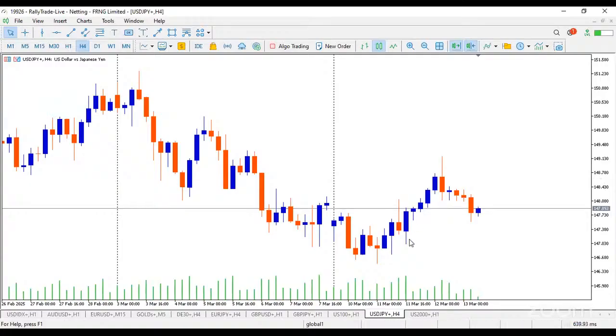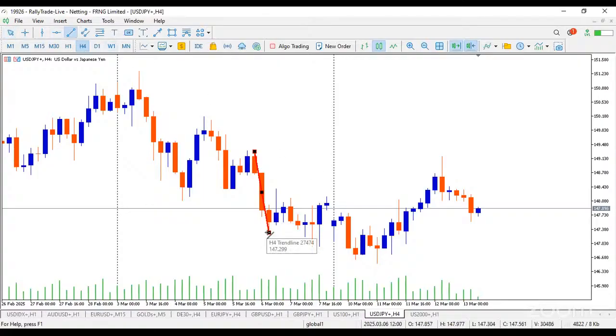Now, but technically speaking, we have seen a shift. So let's draw so that we can be clear on that. Let's just use this leg. This is the leg that took out this low. So let's use this leg.